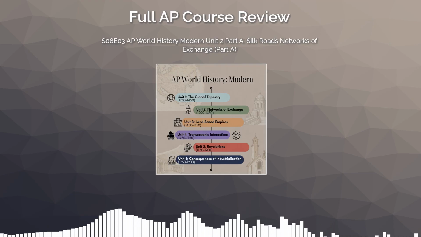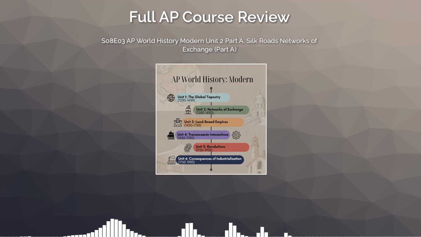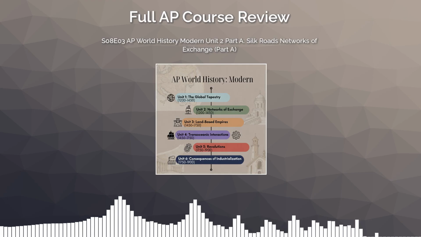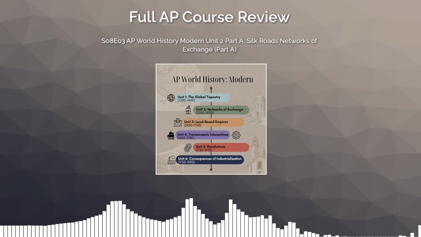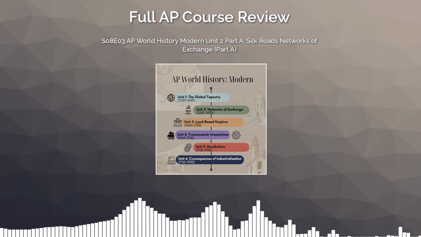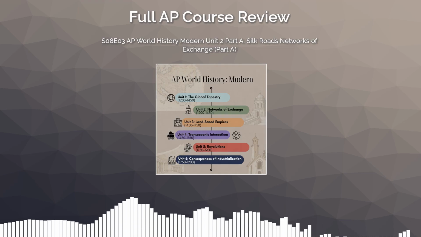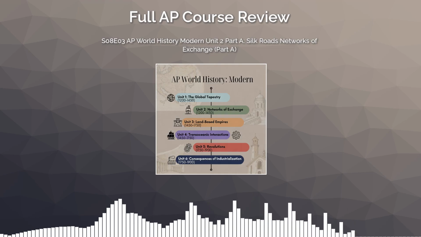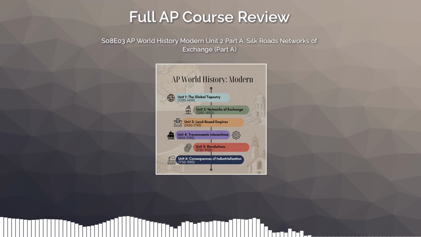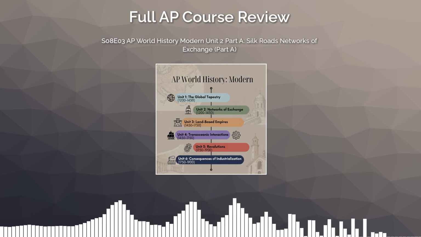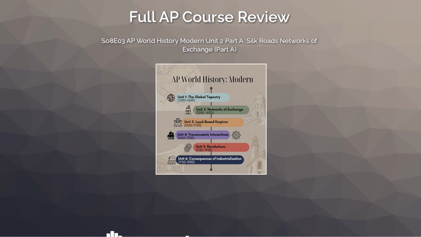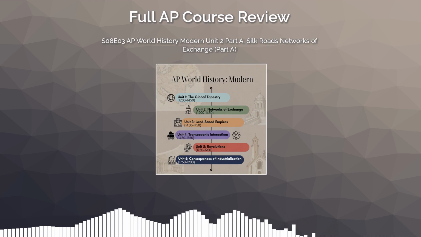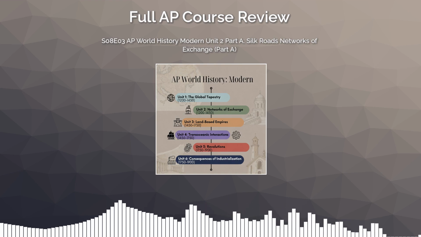Political reorganization, the Mongol successor states. After the initial conquests, the Mongol Empire didn't stay unified for long. By the mid-13th century, it fragmented into 4 major successor states called khanates, and this is the political reorganization College Board wants you to map clearly in your mind. Think of it as a family business that split into 4 franchises after the founder died.